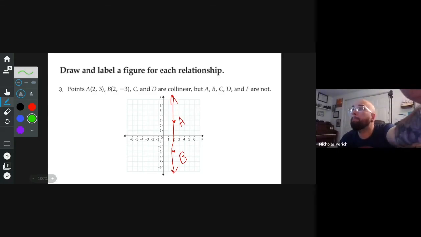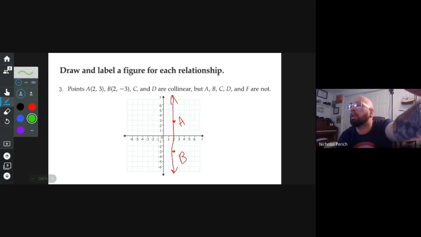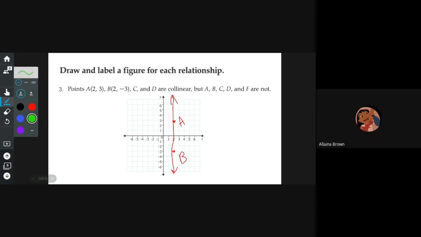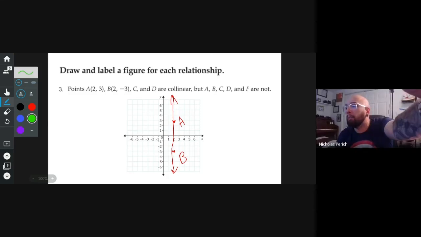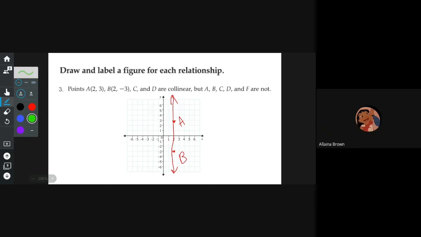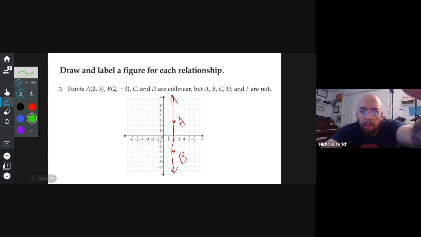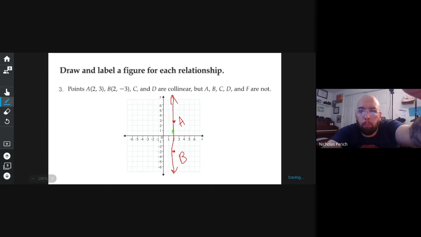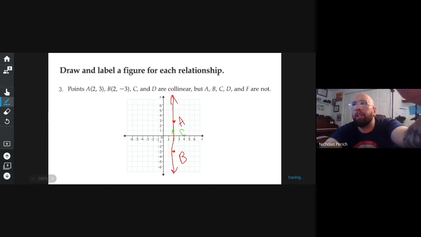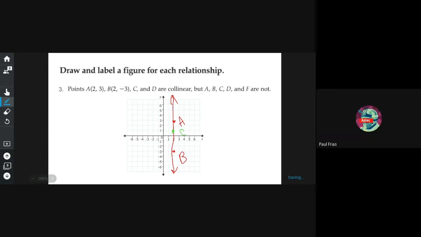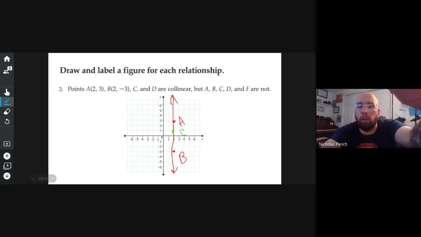Somebody said something and then stopped. Wait, C has to be collinear to A and B? C has to be collinear to A and B, yep. Let's put it in the middle, right? Yeah, put it in the middle. Put it anywhere on that line. So there's C. Who cares? Where could I put D? Anywhere really, as long as it's on the line. Correct. There's D.